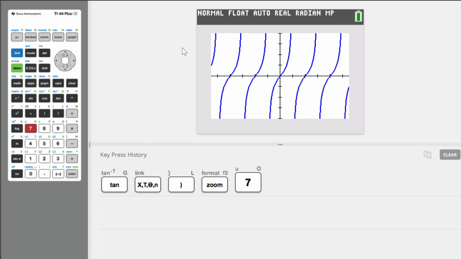You can try the cotangent graph yourself if you would like. You'd have to type it in 1 over tangent x.